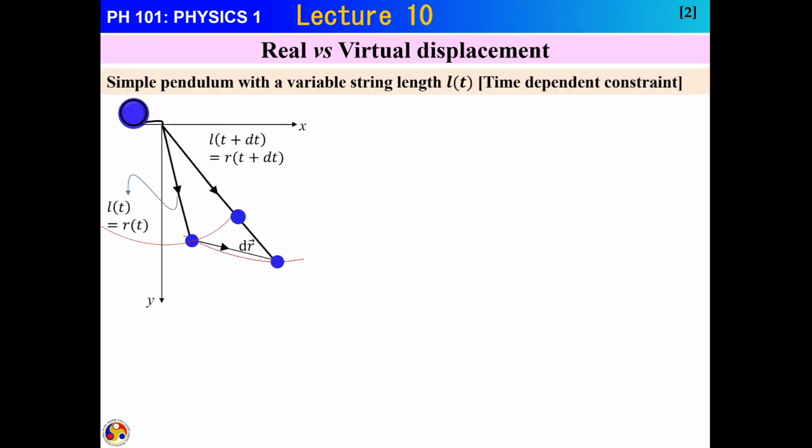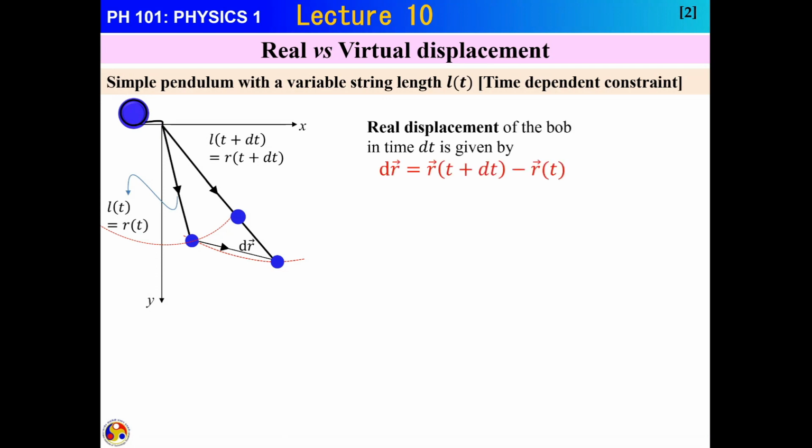Now, what is virtual displacement? We need to catch the concept clearly. Let's consider a simple pendulum that you see here in this diagram. If the length of the string that I assume is R is fixed, then you can expect that as a function of time, it can oscillate in this particular way. It will oscillate from here and come back like this.